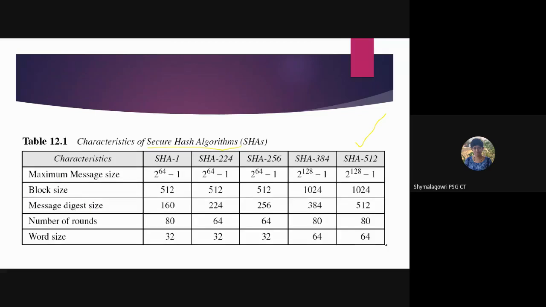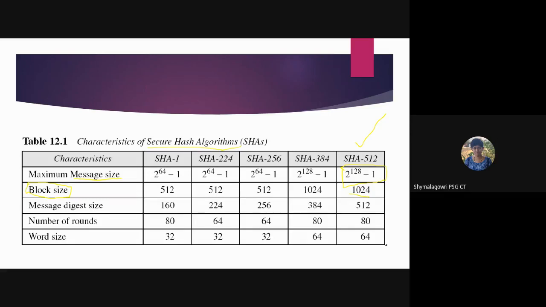So what is the maximum input that it can process? It can process up to 2 power 128 minus 1. This is the capability of SHA-512. The message that is received is split into blocks and processed as blocks. What is the block size here? It is 1024 bits. So whatever your input, it is divided into chunks of 1024 bits, and each chunk is processed one block at a time.